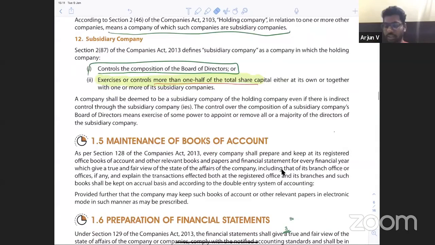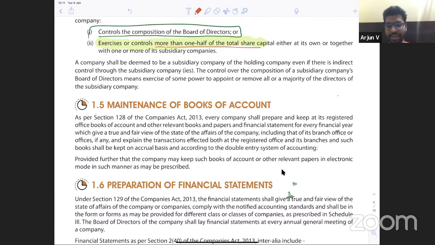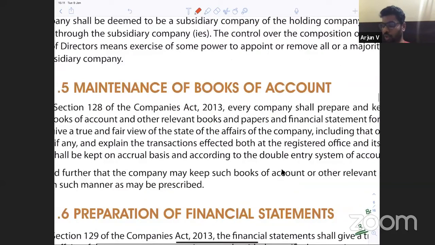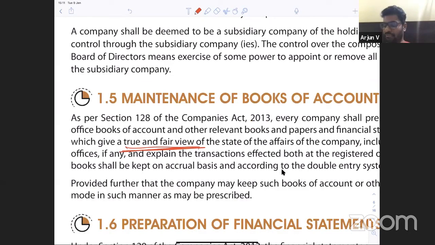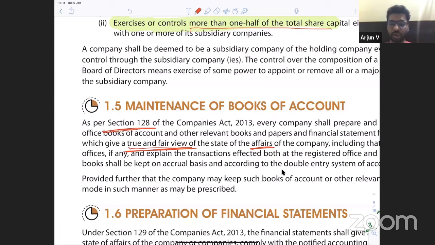Okay, the next one you need to understand is the maintenance of books of accounts. Now, every company has to maintain its books of accounts to make sure that they give a true and fair view of the affairs of the company. So your books of accounts should be maintained in a way that it's going to give you what? True and fair view of the balance sheet. This is maintained as per section 128. Bala, this is important for you. This is maintained as per what? Section 128 of the Companies Act.